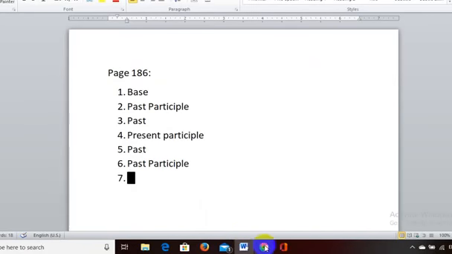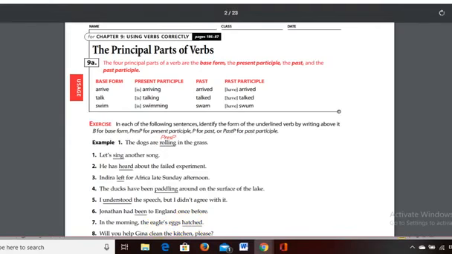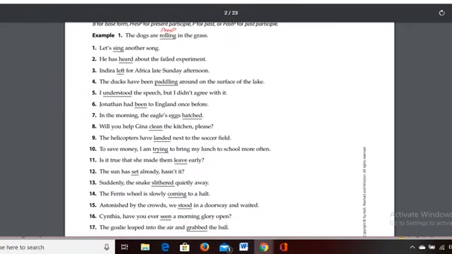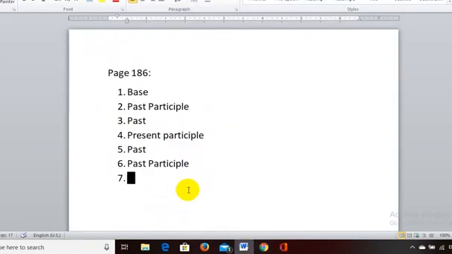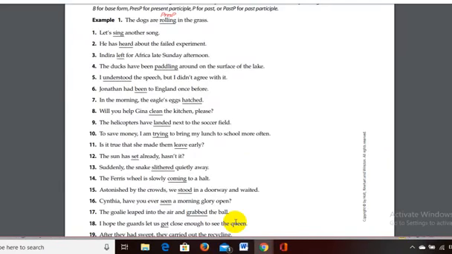Okay, number 7. In the morning, the eagle's eggs hatched. So here, hatched is what? It's in the past form. So number 7, we're going to write past. Excellent. Really easy, right?